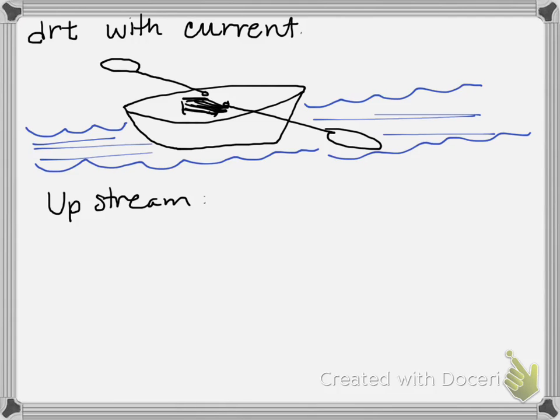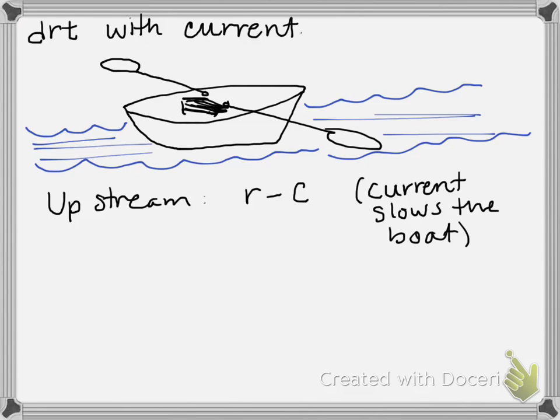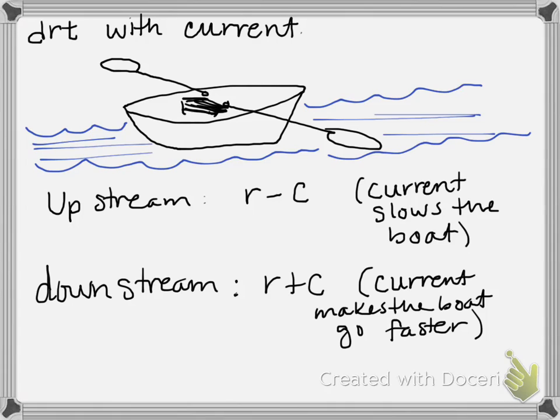In a river where there's a current, you'd have upstream, which is where the current is going to slow you down. So you're going to have the rate of your boat, or the rate you are swimming at, working against the current, and so it'll be minus the c. Then there's going downstream, where the current is pushing you, so you're going to have your rate plus the current, and it's going to make you go faster.